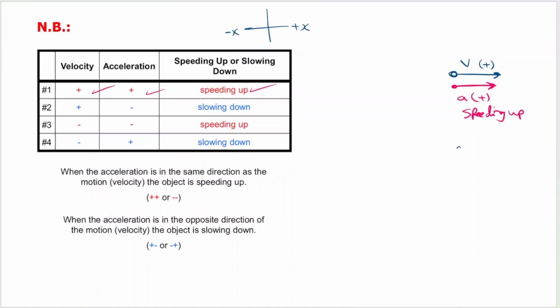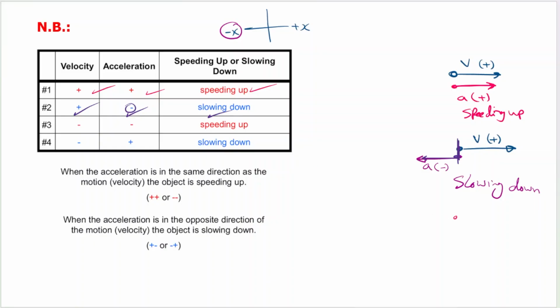What if the object was moving to the right? So the velocity is positive, but it is affected by acceleration to the left, which is negative x. So in this case, this object will slow down. Why will this object slow down? This object will slow down because you are just dragging it by a force in the opposite direction of its motion. So if the velocity is positive and acceleration is negative, negative means in the opposite direction. This means that the object is slowing down.